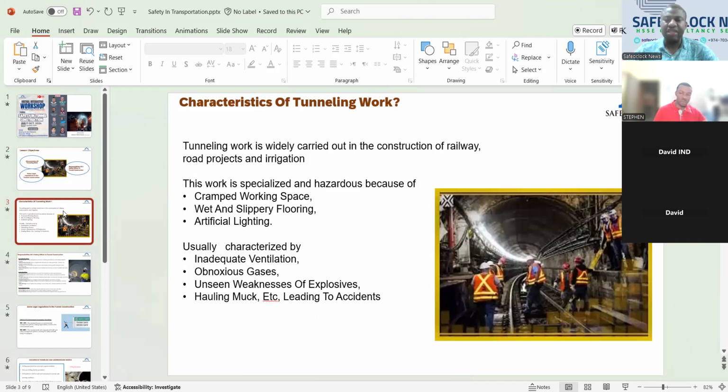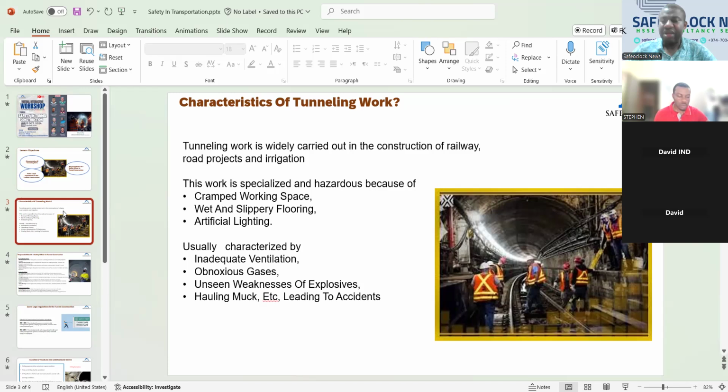Okay, so tunneling works is majorly involved in construction of railways. There are some roads also, some irrigation, some bridges, some underpasses. So this type of construction could involve tunneling. That is a situation whereby there will be drills, and the above of that tunnel will be covered, but the under will be open. That is what we refer to as tunneling. In this type of situation, we have clustered workspace. This is also characterized by wet and slippery surfaces, because during the tunneling, a lot of water will be used for those drilling machines. So that surface will be very slippery.